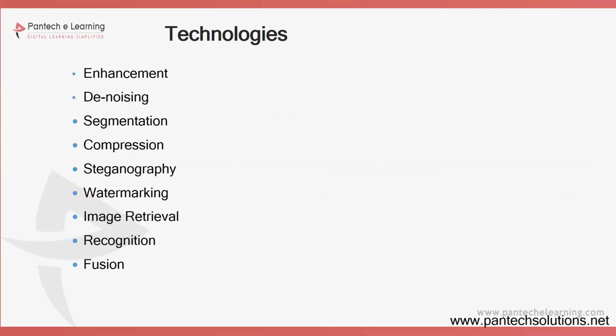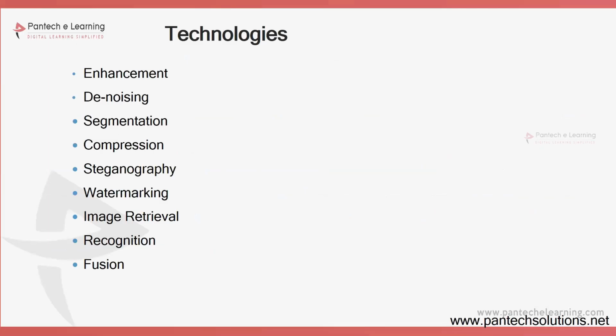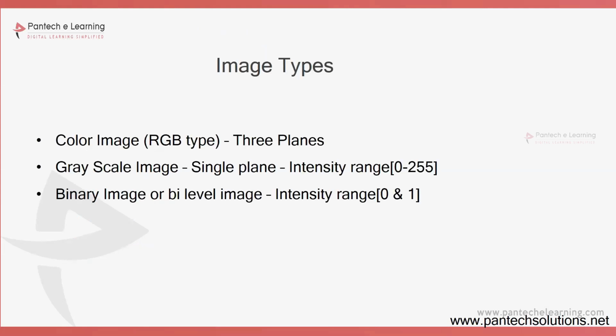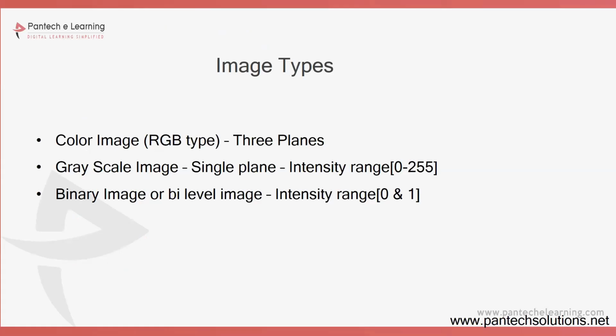What are the technologies used for image processing? Enhancement, denoising, segmentation, compression, steganography, watermarking, image retrieval, recognition, and fusion. By using these sections, we will be able to interact with each and every function. In upcoming lessons, we will be seeing each of these simple functions as our complete requirement. What are the different types of images available? Color image, grayscale image, and binary image.